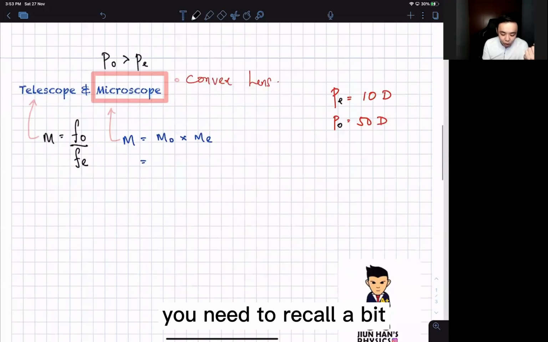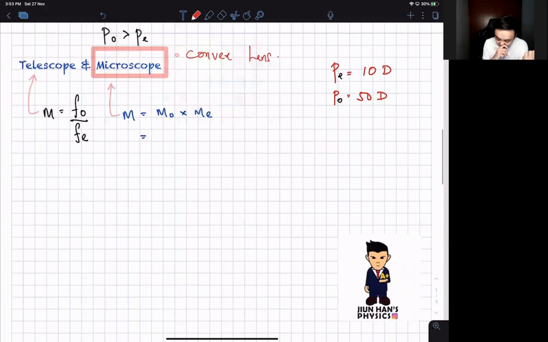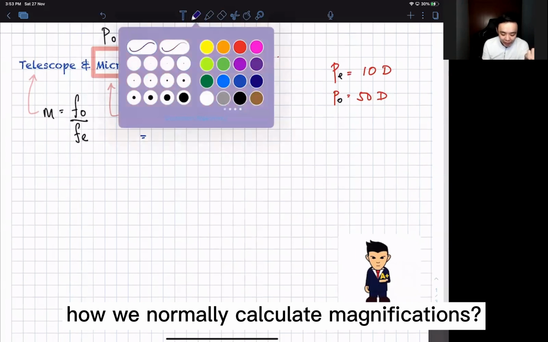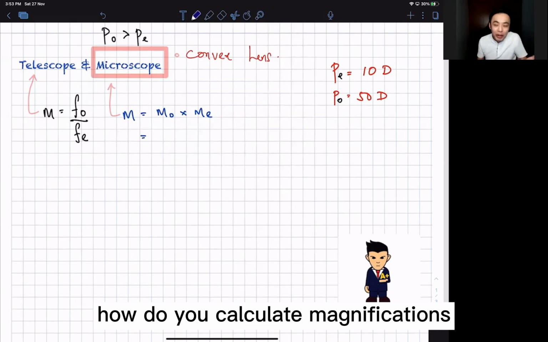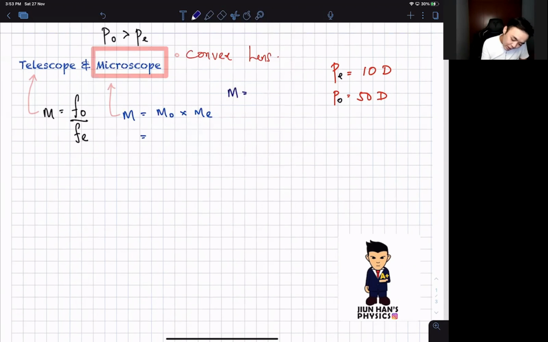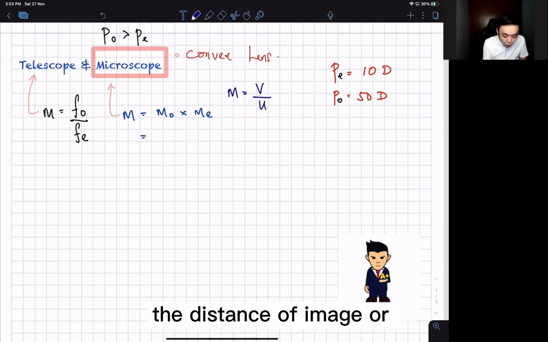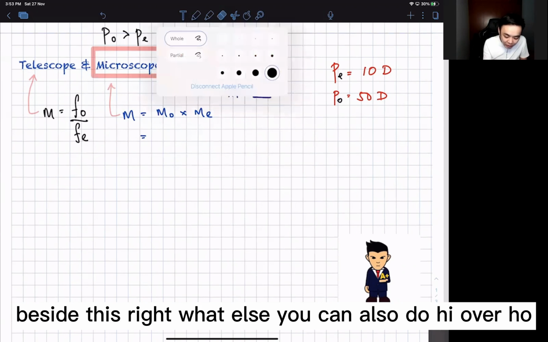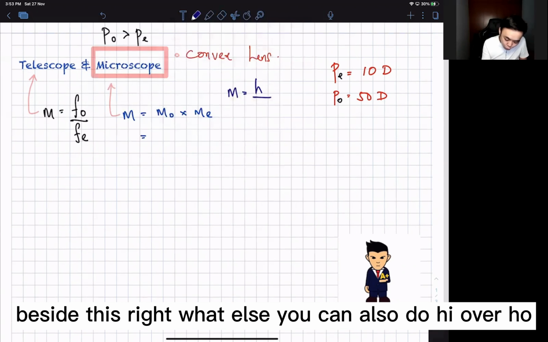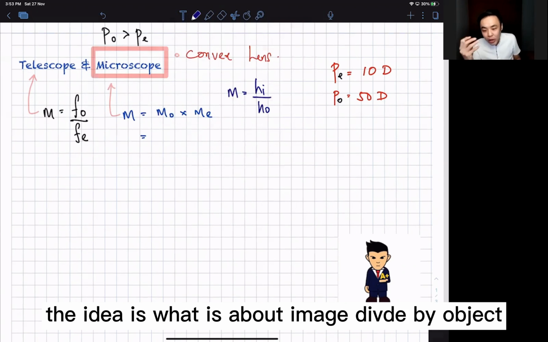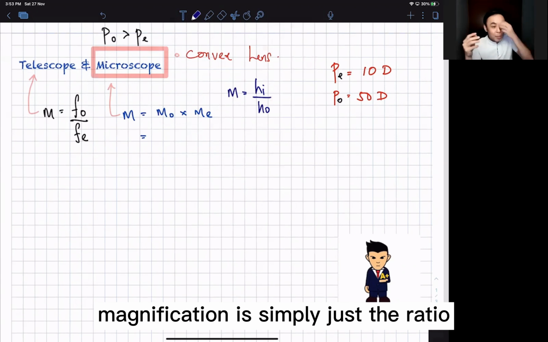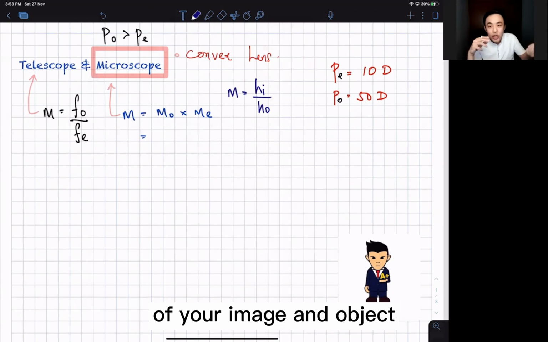You need to recall one thing. Do you remember how we normally calculate magnifications? The usual one. Let's say you only have one lens. How do you calculate magnification? It will be V over U, the distance of the image over the distance of the object. Besides this, you can also do HI over HO. The idea is about image divided by object. Magnification is simply the ratio of your image and object.